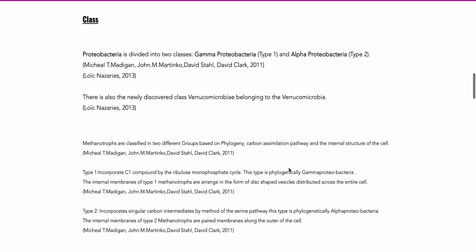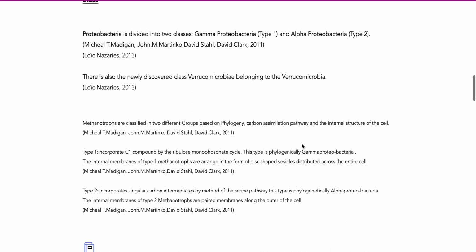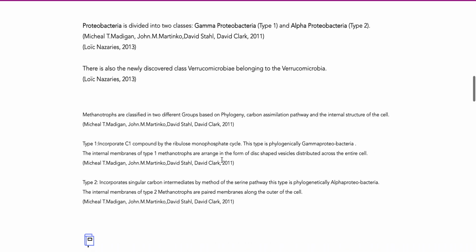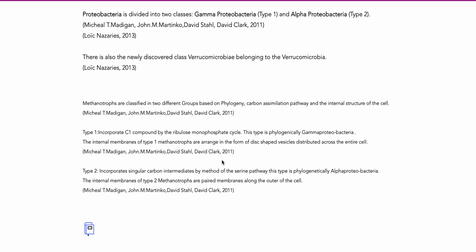And for class, proteobacteria is put into two classes: gamma proteobacteria and alpha proteobacteria, given names type 1 and type 2, even though sometimes you'll see type 2 as type X. And of course, for the newly discovered class, you have Verrucomicrobiae. And going back to the proteobacteria, two classes, they're really separated because they have different phylogeny, carbon assimilation pathways, and internal structure of the cell.